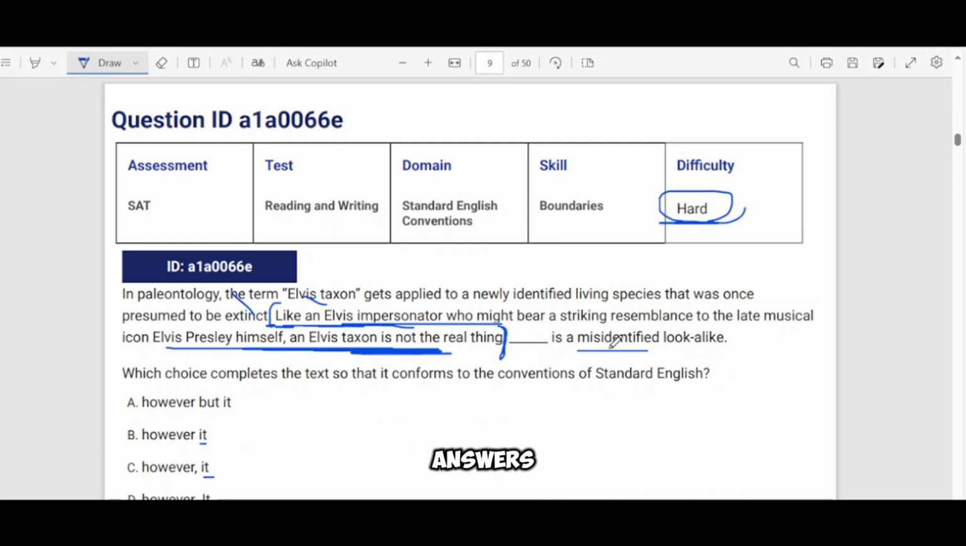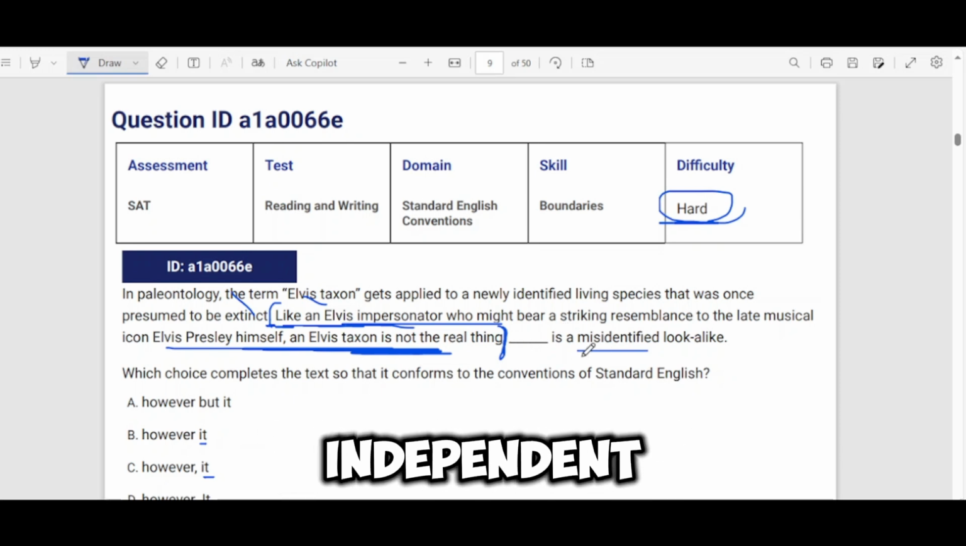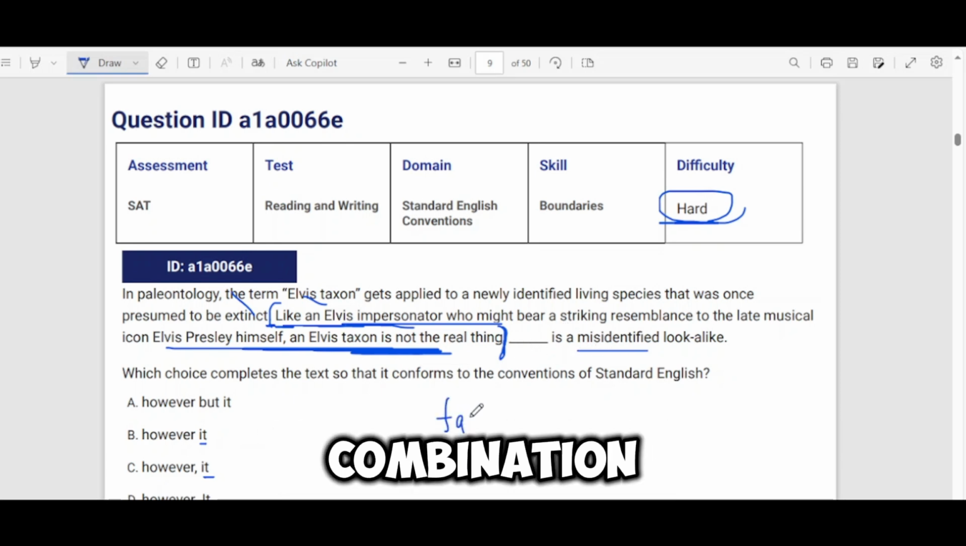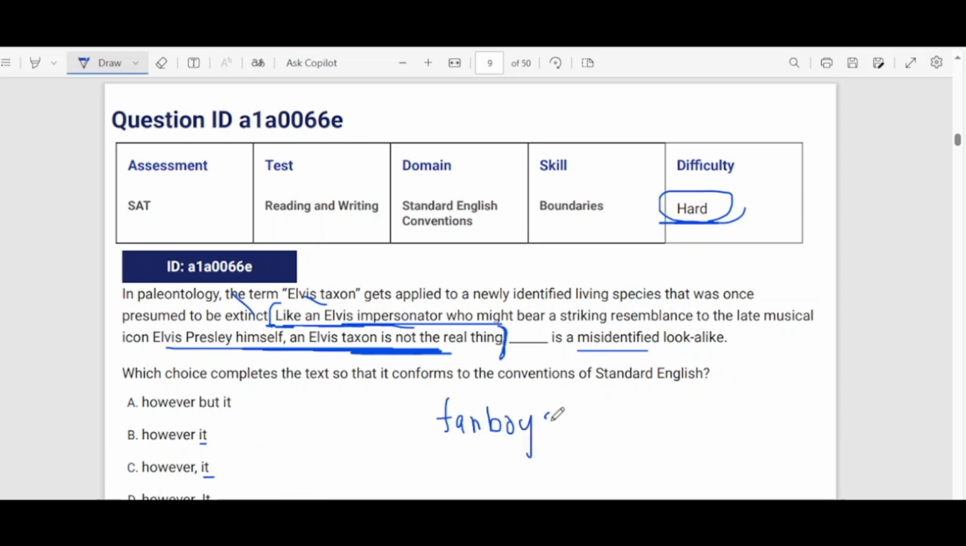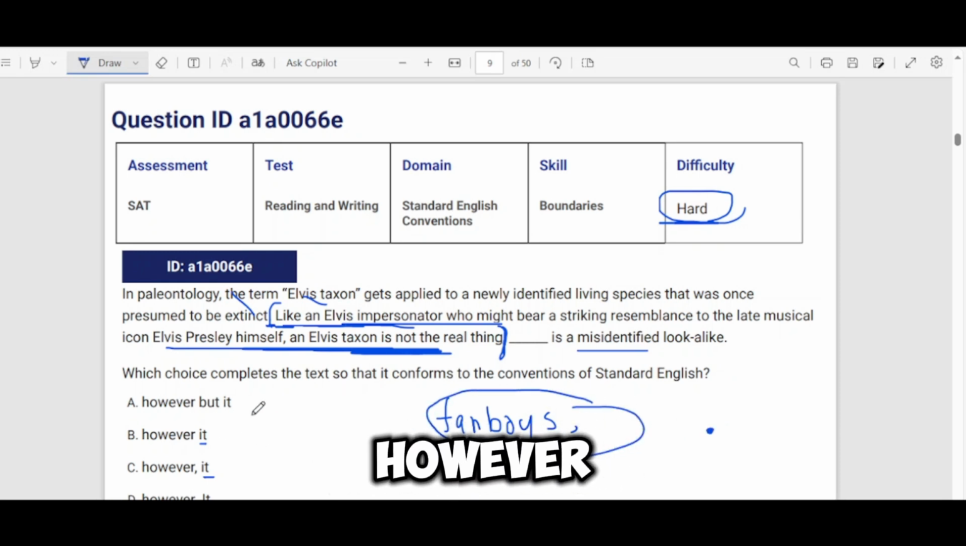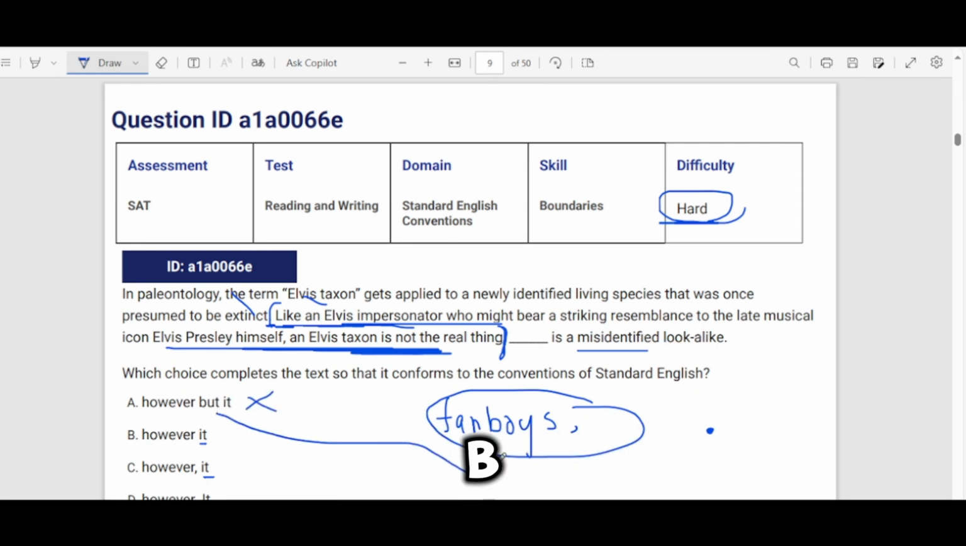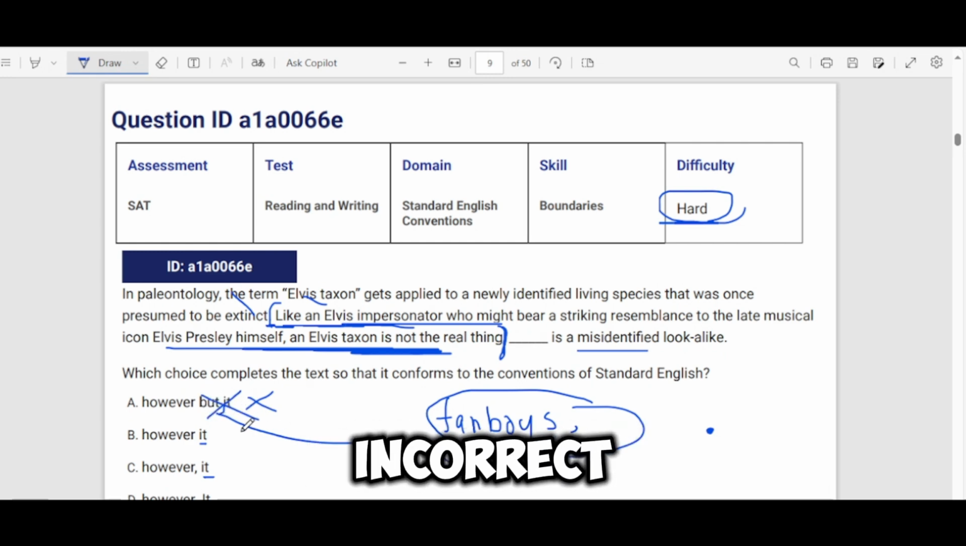Okay, so let's see the answer choices. There are two independent clauses, so we're looking for a combination of FANBOYS and a comma, or we are looking for a full stop. Let's see. A: However, but it is a misidentified look-alike. This is wrong because it contains FANBOYS. B here stands for but, it does not contain a comma, so this is incorrect.